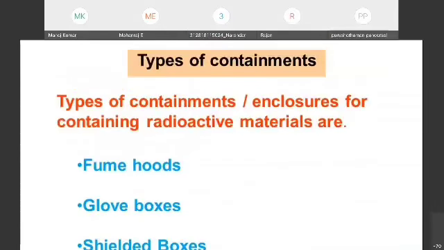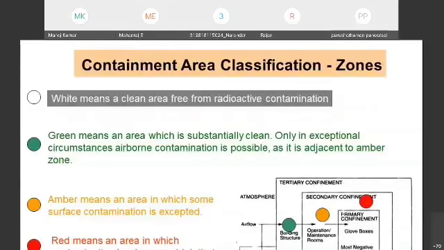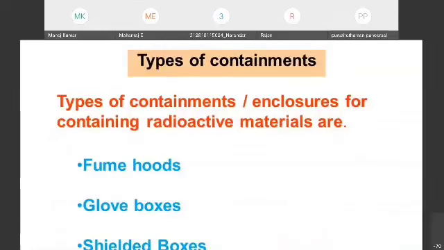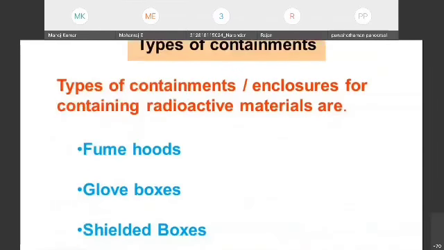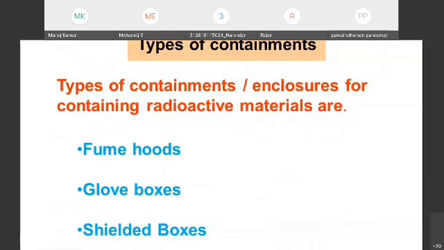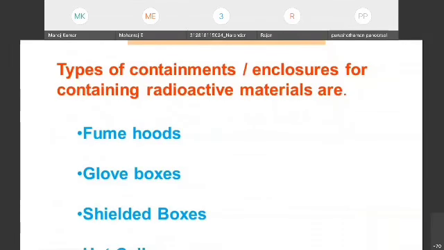So before going to that, I said about containments. In previous slides, I said this is the red zone. Generally, red zone means radioactive materials. These radioactive materials cannot be directly stored. These will be stored in enclosures or containments called fume hoods, glove boxes, shielded box or hot cell. These enclosures are very much required for radioactive materials to be handled.